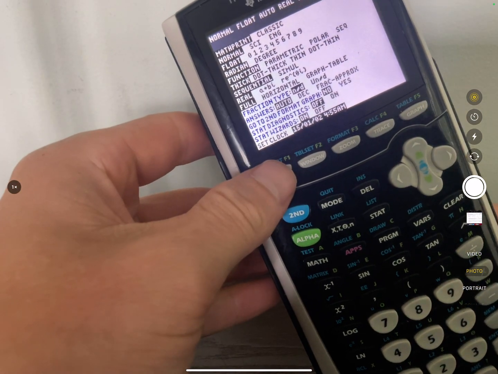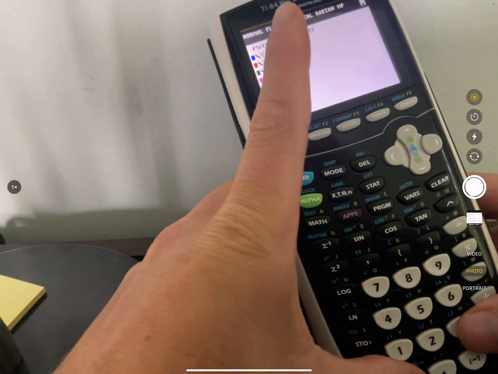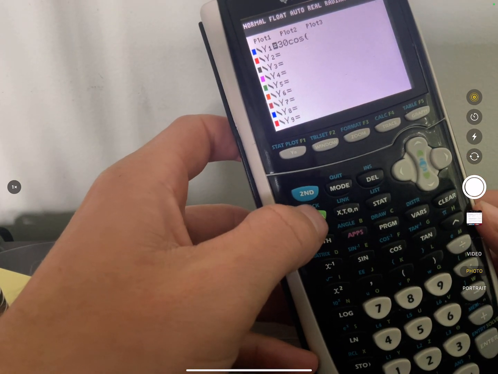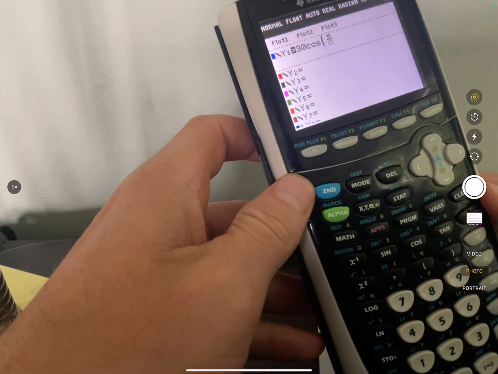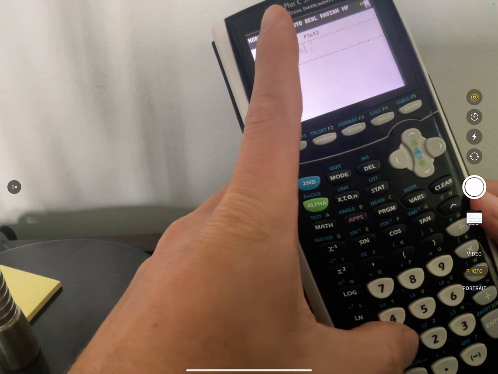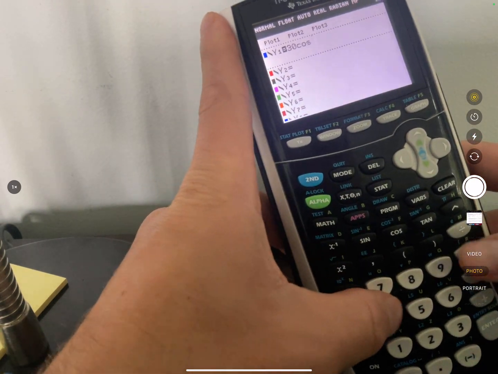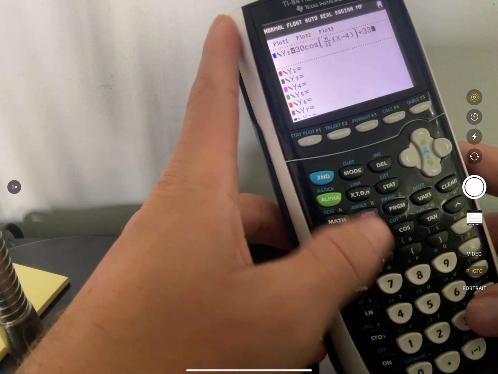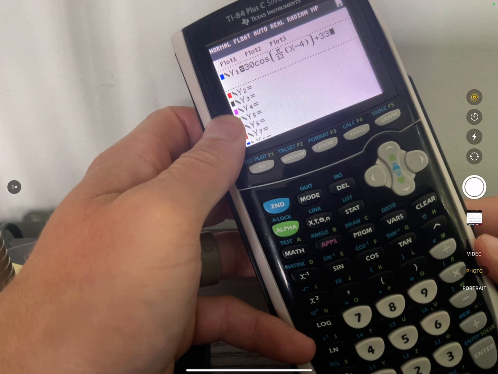All right, so y equals, and we're graphing 30 cos, I'm going to throw my fraction bar in, alpha y equals pi over 12, close parentheses, x minus 4, close, close, and then my midpoint of 33. So there's my equation, 30 cos pi over 12, x minus 4, plus 33.